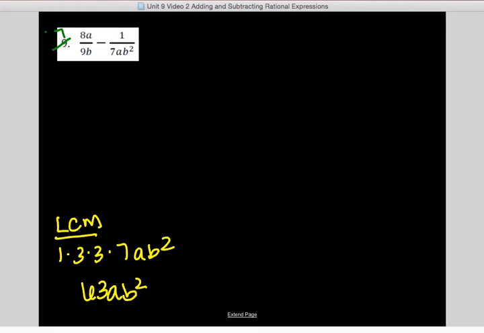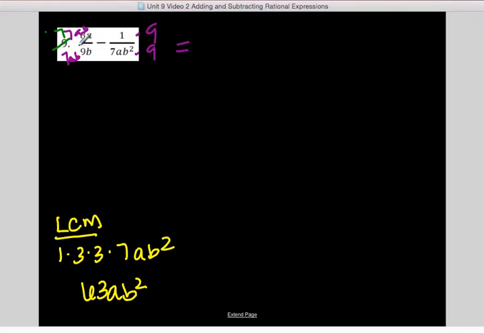Okay, so from here, I know I want to take my 9 times 7, and I want ab squared, so times ab, 7ab, 7ab. This one I would have to take times 9, and I want ab squared, which I already have, so just times 9. So what's that going to give us when we do that?